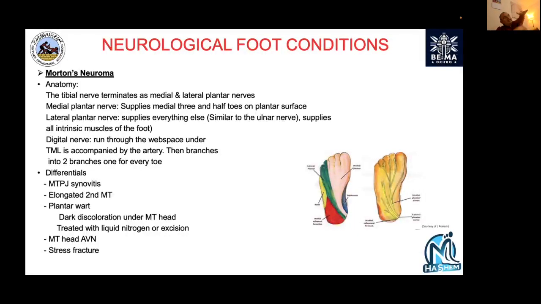And when you have any cause of forefoot overloading, you're basically compressing the nerve against the ligament. And that's why the nerve starts to have a synovial thickening, and this is what we call Morton's neuroma.